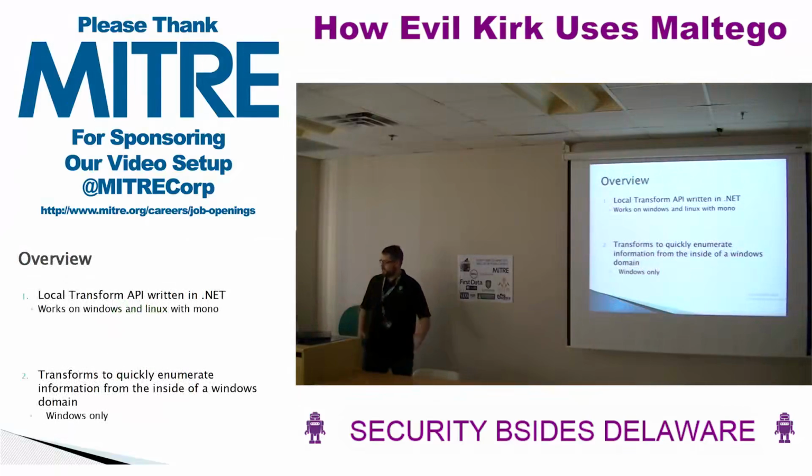All right, so there's really two things that I'm going to talk about today. One is a local transform API written in .NET for Maltego. And then the main thing that most of you are probably interested in is the transforms to enumerate information from inside a Windows domain. So I'm going to start off with the API in .NET.